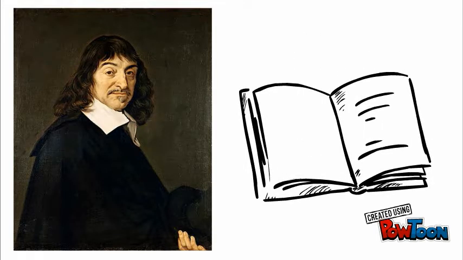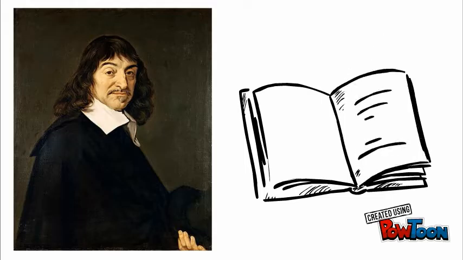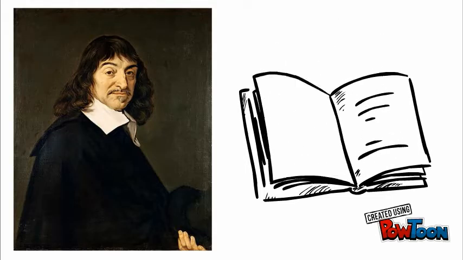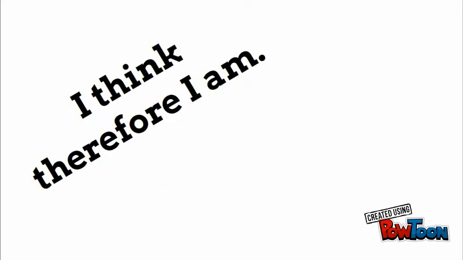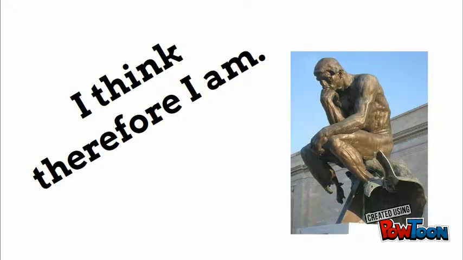Bolter identifies the Cartesian ego, the self that writes its own identity, with written text. This person can be understood as a writer who inscribes and therefore takes responsibility for his mental text. This is an approach to the self which has millennia of philosophical tradition behind it, although Bolter suggests that the Cogito lays the foundation for the age of printed text.